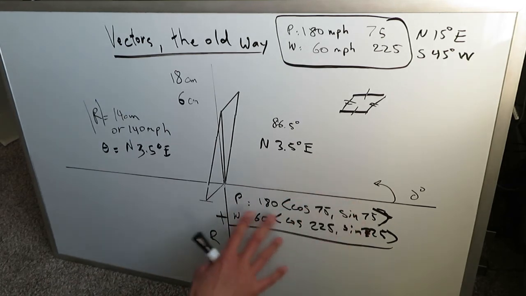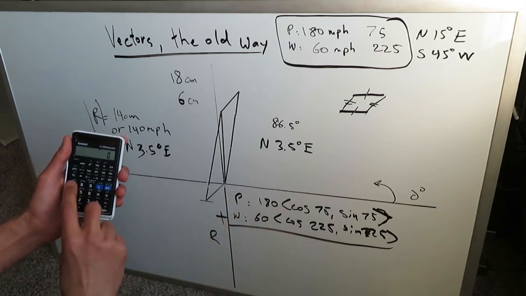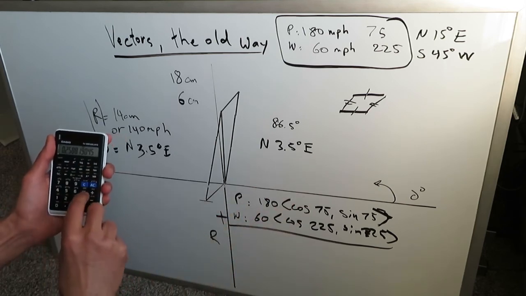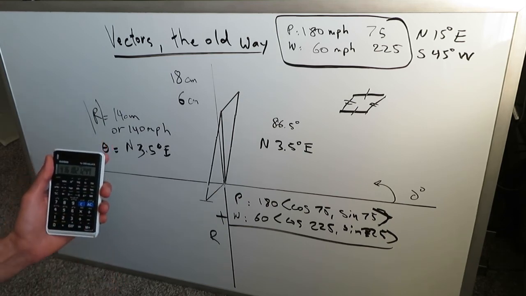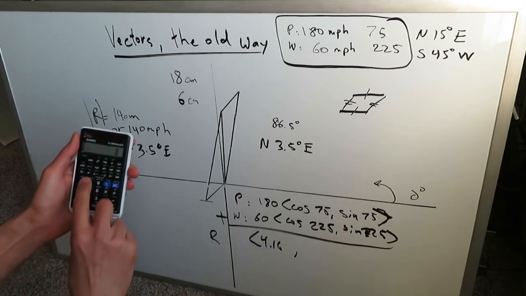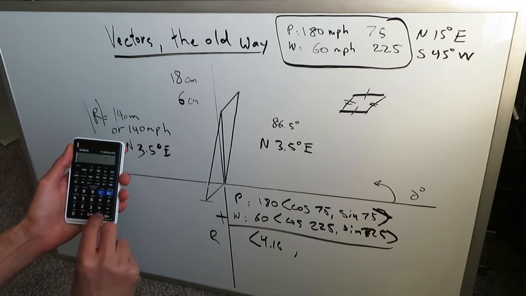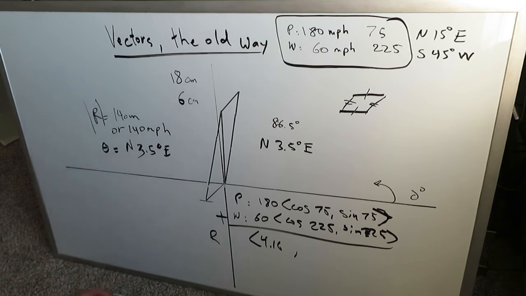We're going to add this by means of the proper trigonometric function and multiplying it with the magnitude. Let's do the first column right here. I'll do 75 cosine times 180 plus 225 cosine times 60, and I get 4.16 as my x component, my horizontal component. Let's look at the next column. 75 sine times 180 plus 225 sine times 60, and I get 131.4. These are my resultant vector components.